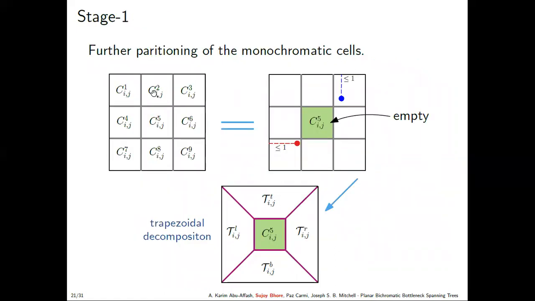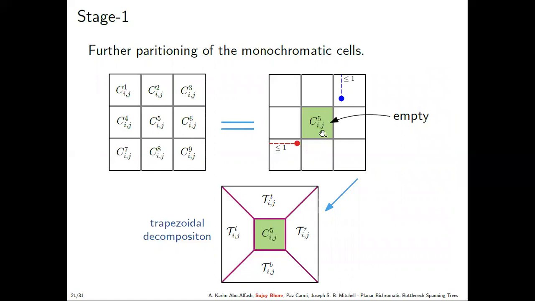Now we have designed these cells in a way that this can again be broken into lambda by lambda square partitions, or into 9 cells, and we call them C1ij to C9ij. Let's observe that C5ij, the cell in the middle, does not contain any points.